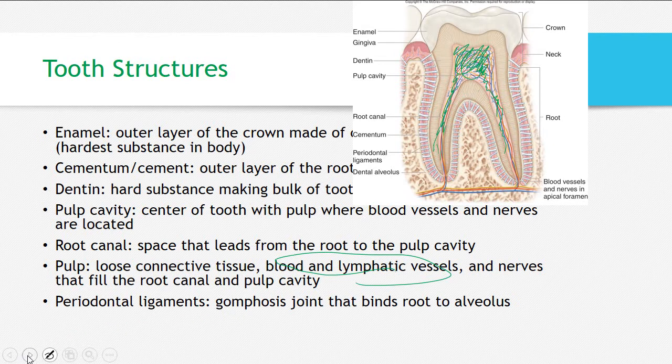The other thing that might be a little bit confusing is that we have the enamel here on the crown, and a little bit on the neck portion, but then the outer layer of the root and neck here is called cementum, or cement.